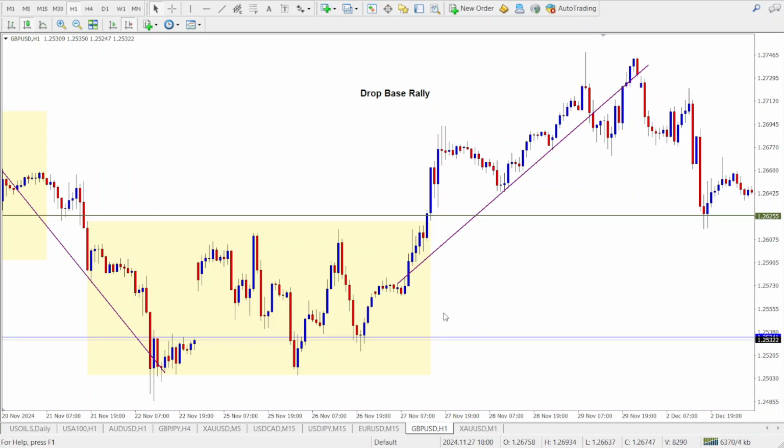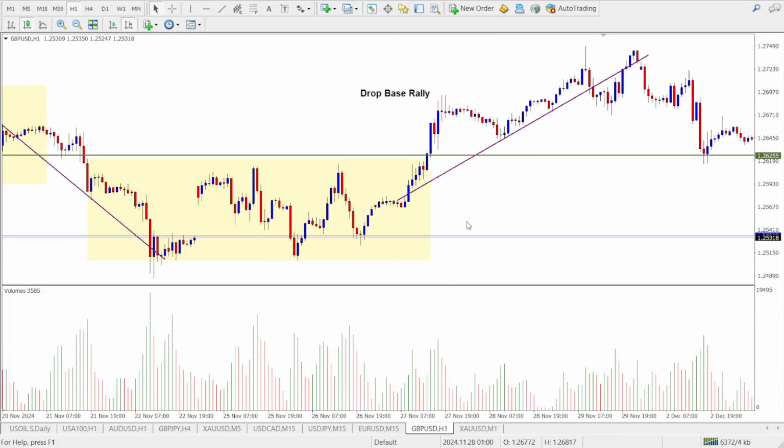You should also be looking out for high volumes. Let me add the volume indicator so we can take note of that. Watch out for an increase in volume when the breakout happens. This indicates that the market has found strength and is ready to rally. The more clearly these three stages form, the higher the probability that the drop base rally will lead to a solid trade opportunity. So why does the drop base rally work effectively in trading?